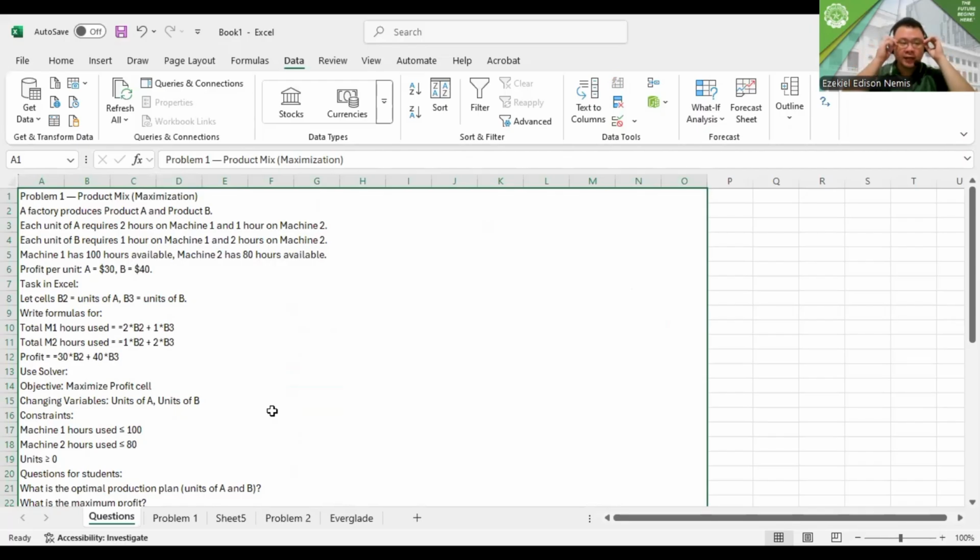Here it tells us a factory produces product A and product B, which is the main source of data. For each unit of product A, it requires 2 hours on machine 1 and 1 hour on machine 2. For unit B, we have 1 hour on machine 1 and 2 hours on machine 2. It also tells us that machine 1 has 100 available hours and machine 2 has 80 hours available. All right, so the profit: remember A is equal to $30 and B is $40.